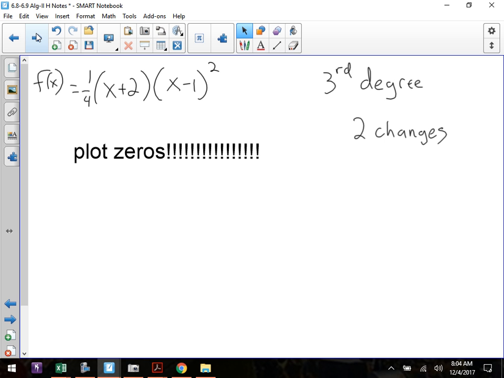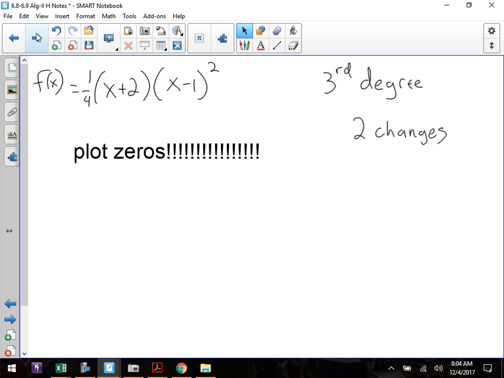What does the square stand for? Yeah, multiplicity. It's the same factor times itself. When you have multiplicity of 2, what happens at that value? It changes direction. Good. So in this example, you have your tails.